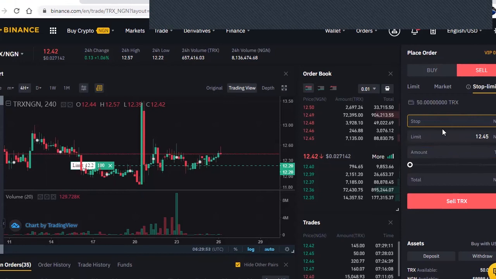So you can say, you know what, if the market should get to 14 naira, or 13 naira, or let's say you buy at this point and the market just comes to this point, let's say 12 naira, and you are not within your system. So what will happen is that you say, you know what, please just sell at maybe 11.45.